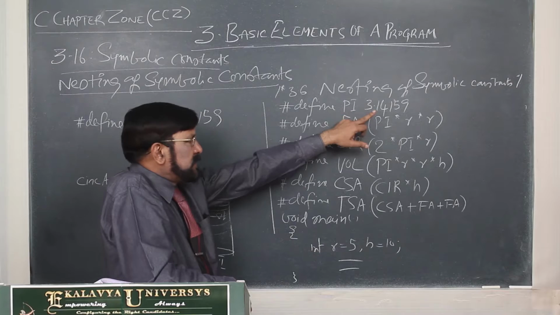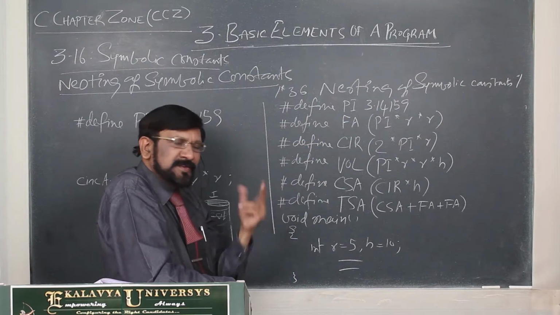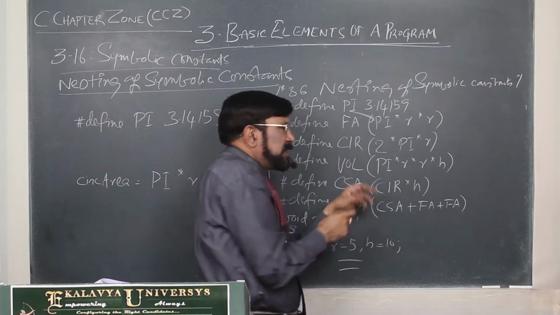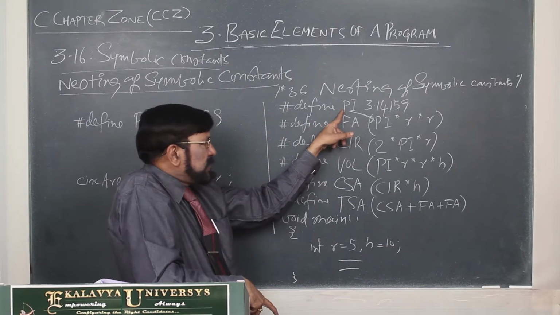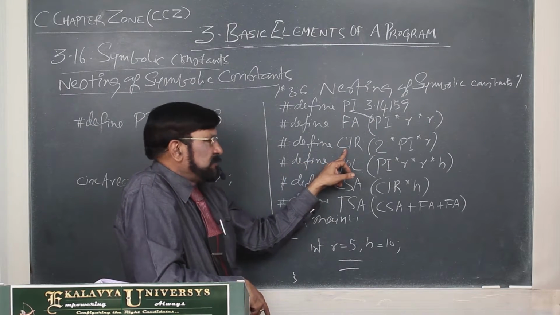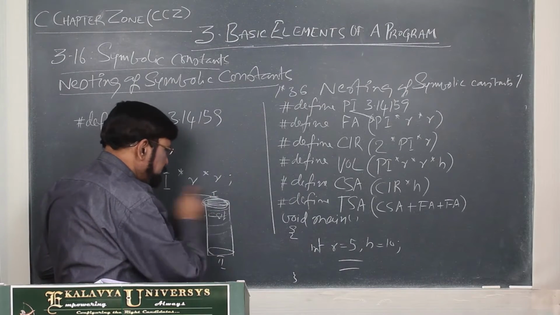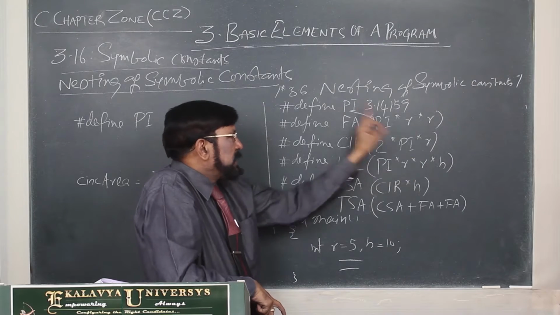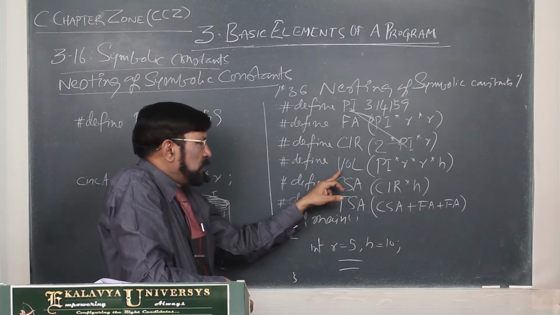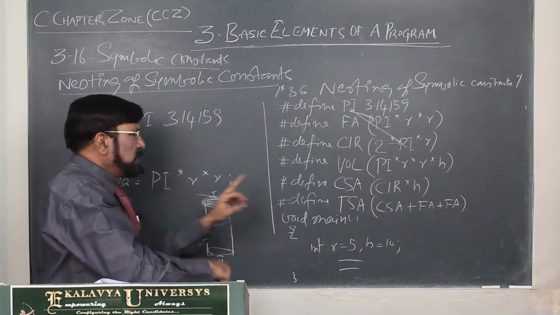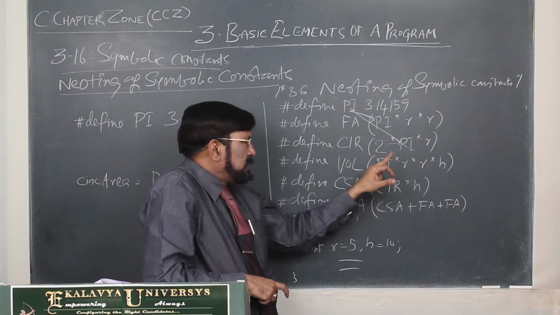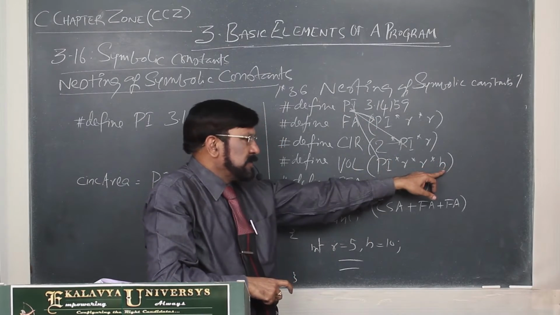Now pi, I have defined as a symbolic constant. Now face area means this one. This is pi r square. Now this pi I am using here. Now we see that is nesting. Already one symbolic constant I have defined, and I am using it here. Thereafter the circumference of this thing is 2 pi r. Again this pi is being used here, nested. Thereafter the volume of the cylinder, pi r square h, height. So volume is pi, again we have used it here, r square into h.